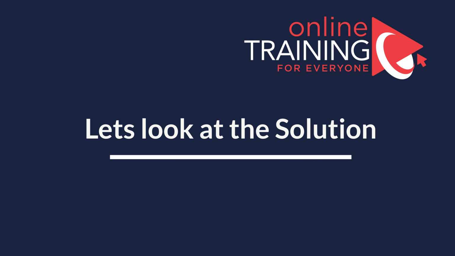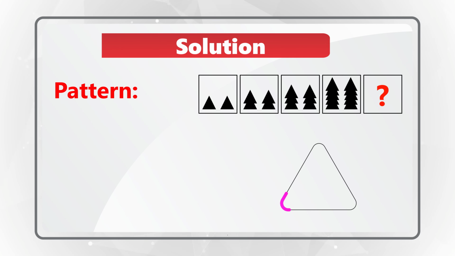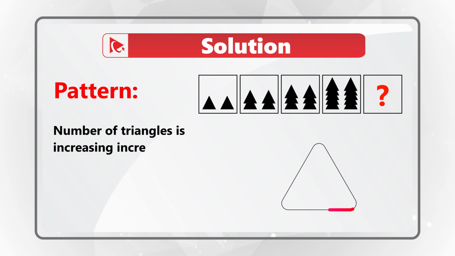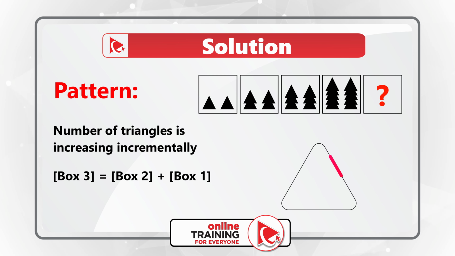As you might have guessed, to get to the correct answer, you need to look for patterns. And there are 2 patterns we see here in this picture. The first pattern is that each box contains triangles that are incrementally increasing. Pattern 2 shows you how to calculate triangles. To calculate triangles in the next box, the triangles in the previous 2 boxes should be summed up.